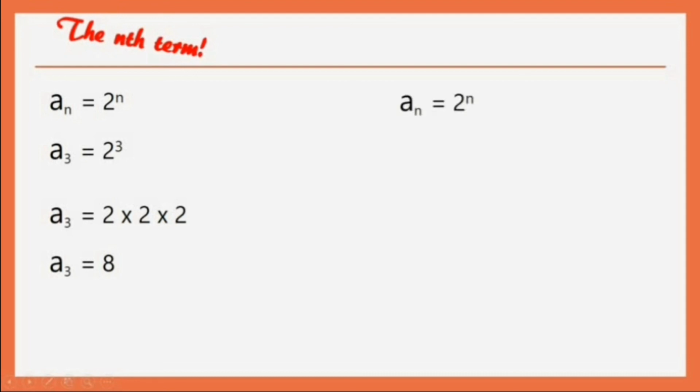Then, we also need to solve our fourth term. So, A sub 4 is equal to 2 raised to the power of 4. The value of n is 4. Then, we have A sub 4 is equal to 2 times 2 times 2 times 2, because our exponent is 4. Then that is A sub 4 is equal to 16.